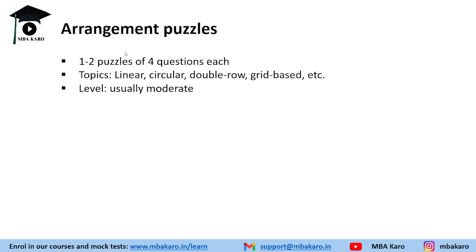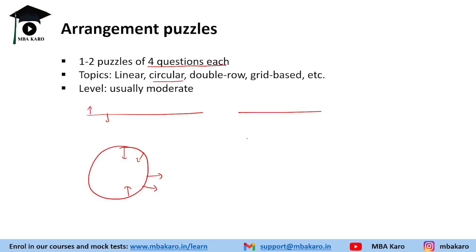Now next is puzzles. So you generally get 1 or 2 puzzle sets, and they would be of 4 questions each. Now what are the types of puzzles they ask? They ask linear arrangement. So some people sitting in a line, maybe facing the same direction or opposite directions as well. Circular arrangement, that could include people all facing inside, all outside, or maybe a mix of both. Double row arrangement, people sitting in 2 different rows facing each other.